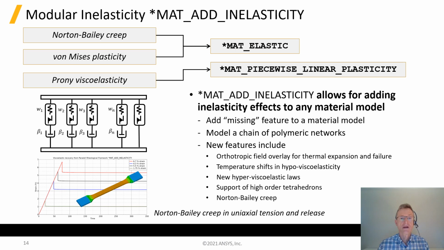So you might have a material type 24, for example, and you want to add creep to that. So you have your *MAT_024 definition, and you also have *MAT_ADD_INELASTICITY with the same material ID, and that enables you to add a creep function onto that existing material data.